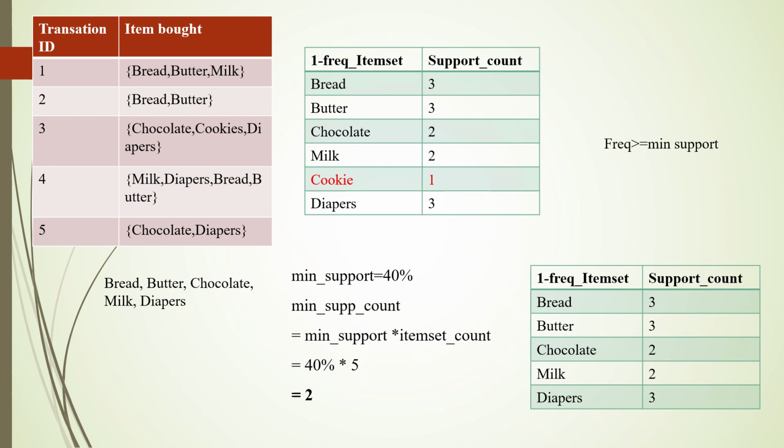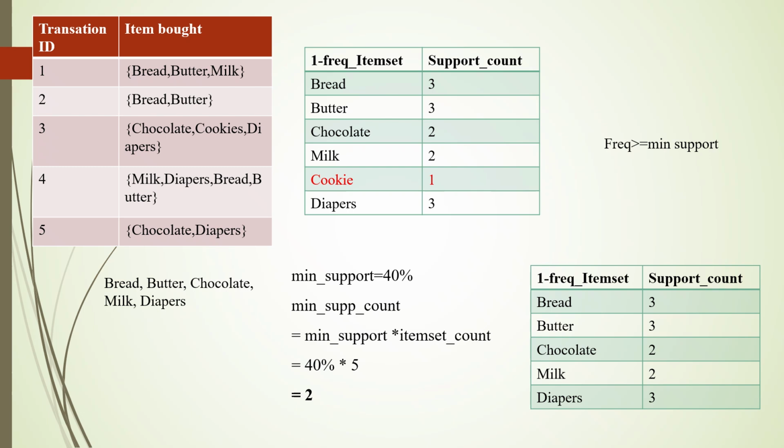Based on the data set, we need to find the frequent item set. We need to find the first frequent item set. The first frequent items are nothing but the unique elements present in the data set. The first frequent item sets are bread, butter, chocolate, milk, cookies, diapers.